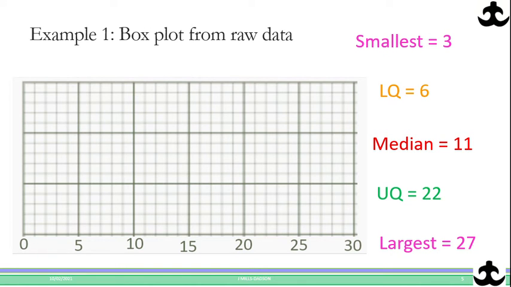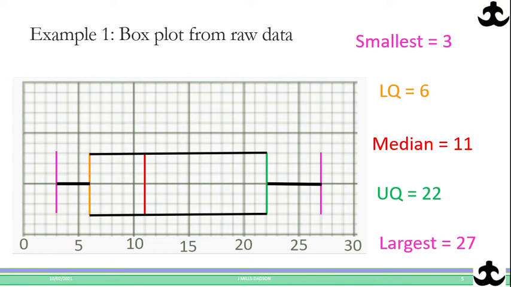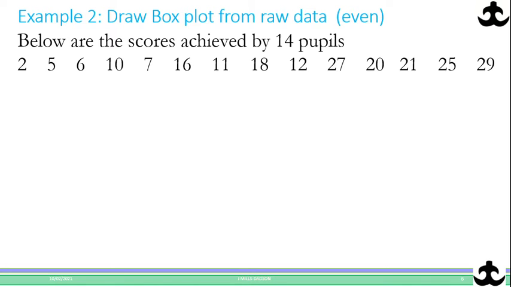So smallest is 3, lower quartile 6, median 11, upper quartile 22, the largest or biggest 27. Then all you need to do is that the upper quartile and the lower quartile will make a box, and you just join the lower and the maximum or the biggest number with a straight line to the box. Simple as that. So remember, the box represents the interquartile range.